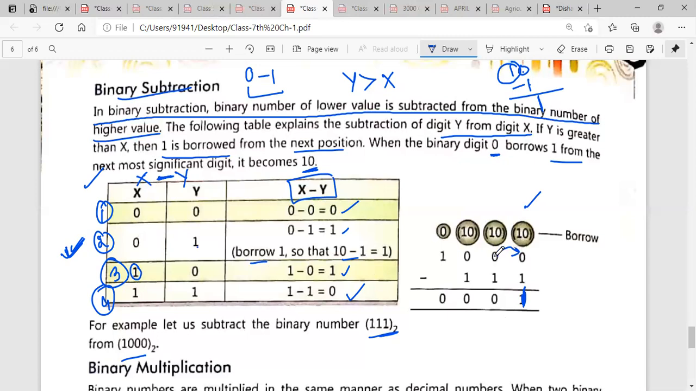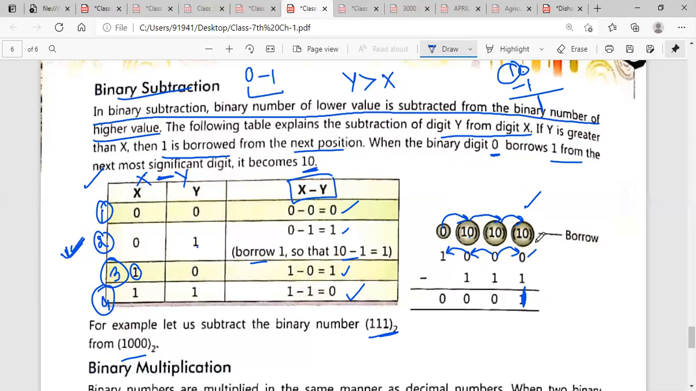Okay, now it is already 0, so it will take a borrow from this, and it is already 0, so it will take a borrow from 1. So it will become 0, and 1 will go to this, and again 1 will go to the right. This is how the borrow will reach this side. Okay, this is the process.